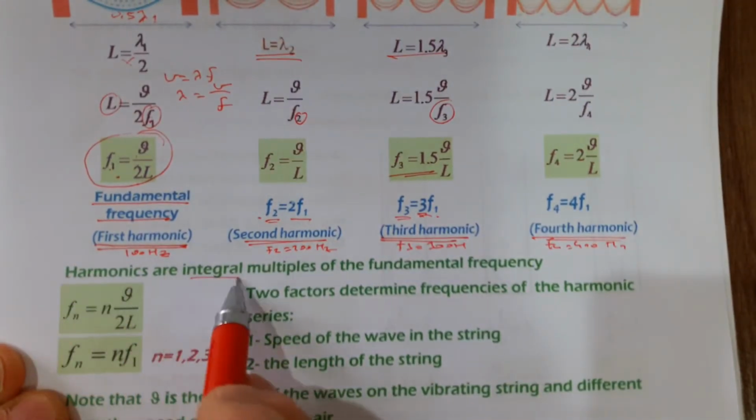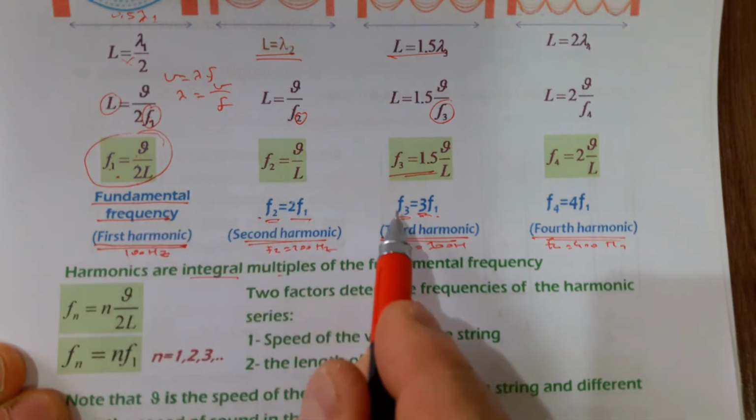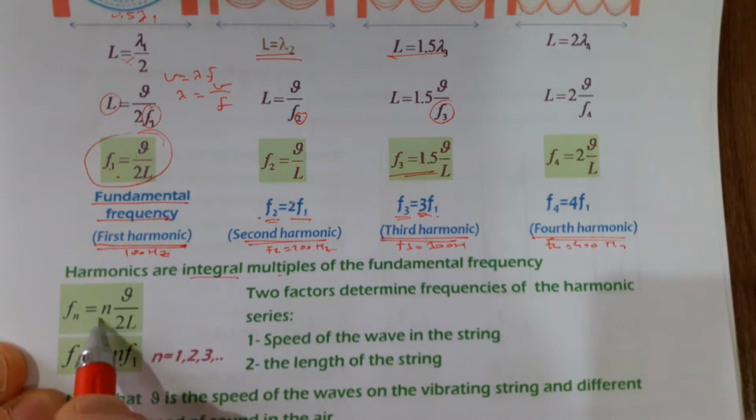Harmonics are, as you see, integral multiples of the fundamental frequency. First, second, third, fourth, so 2 times, 3 times, 4 times. So if you write n as the number of harmonics for second, third, your equation will be Fn is equal to n times V divided by 2L.